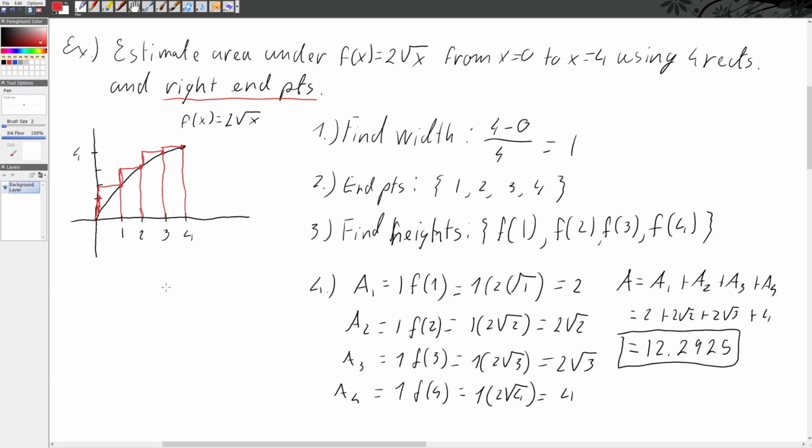And let's take a look at the actual graph. Notice that in the actual graph, the rectangles are above the curve at every single point. So the area here is actually an overestimation.